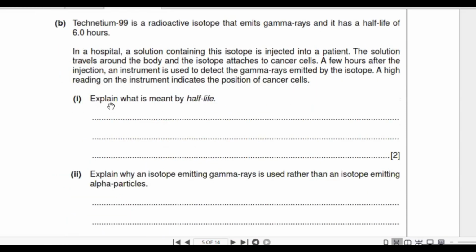Okay. Explain what is meant by half-life. You know it, we just discussed it. All right, next one.